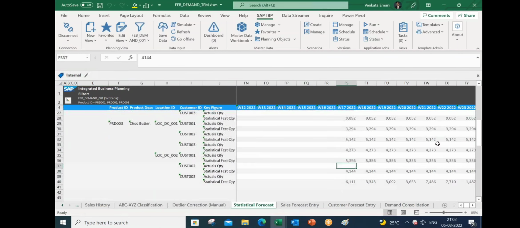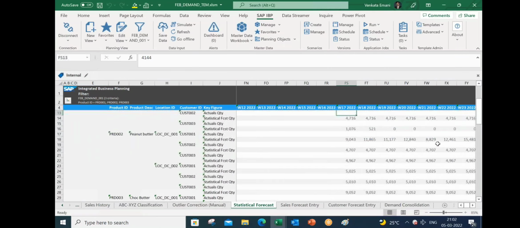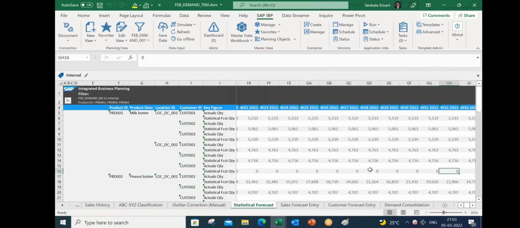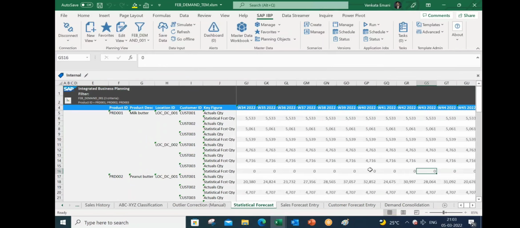Did you get this? It calculated 0 also. There are some zeros, right? It calculated complete 0. So let's see customer 3. Why did it calculate 0? Let us check it out.